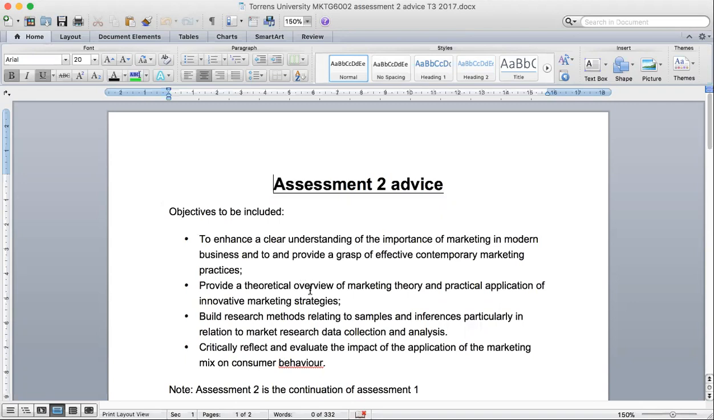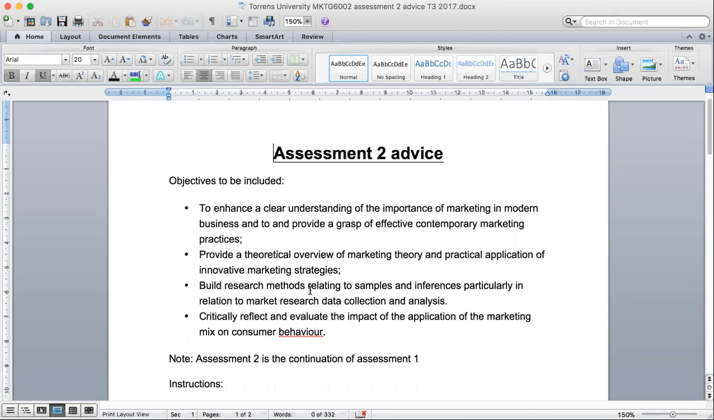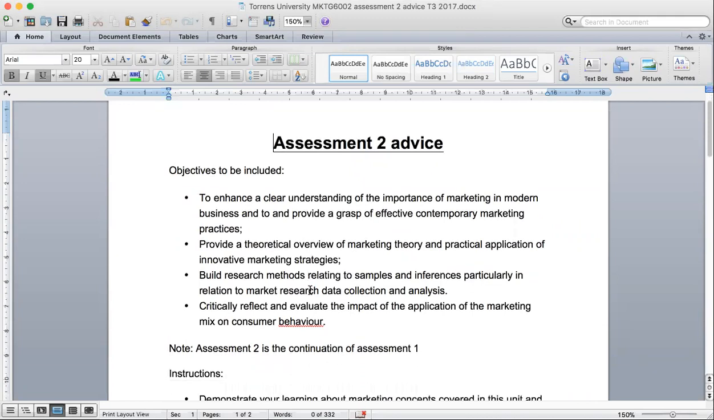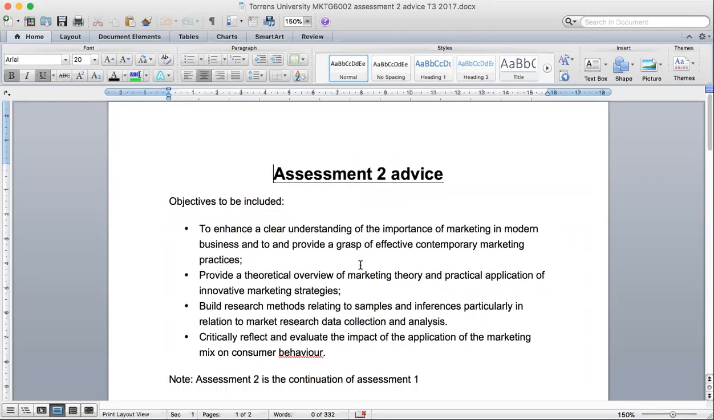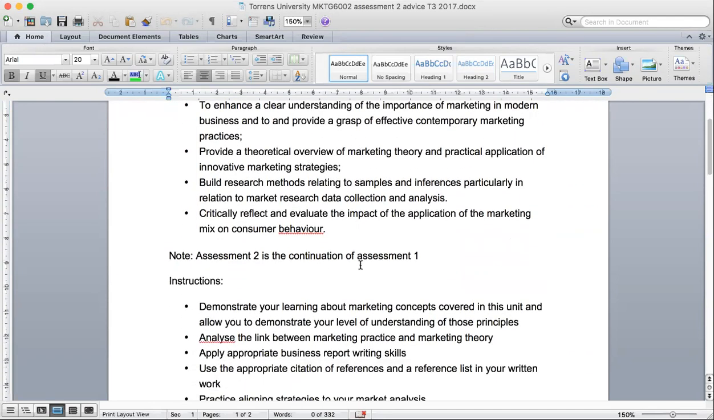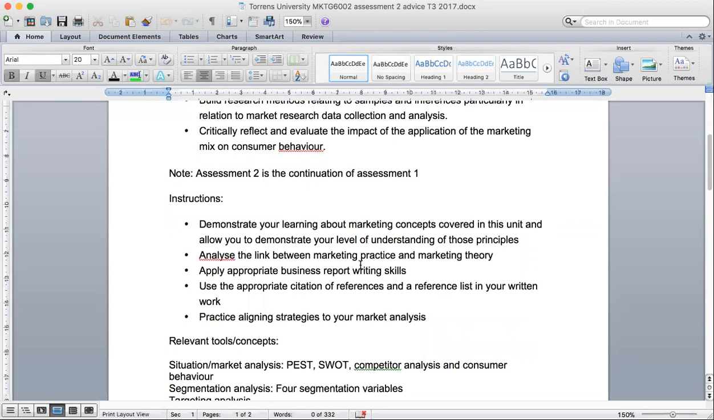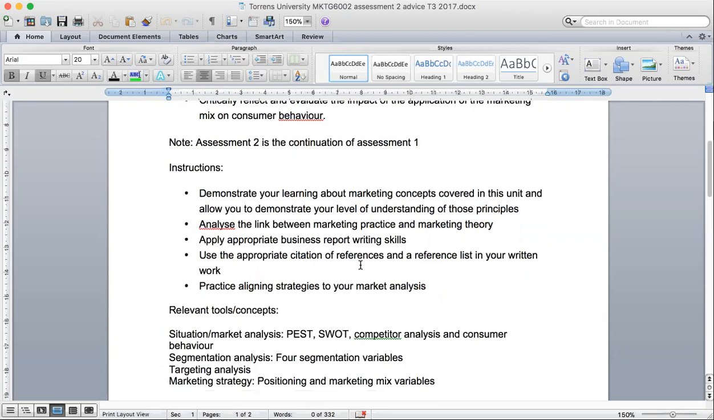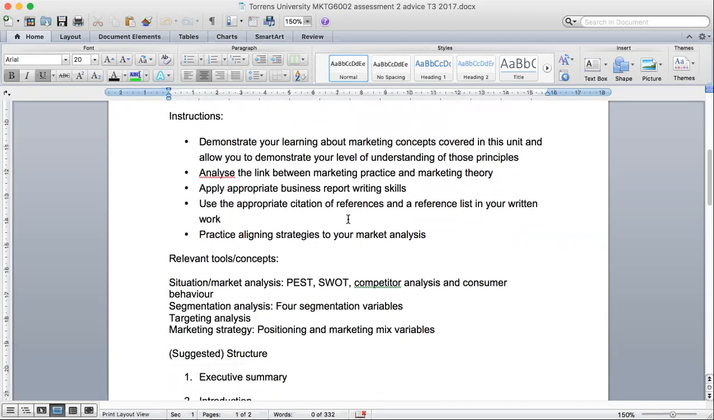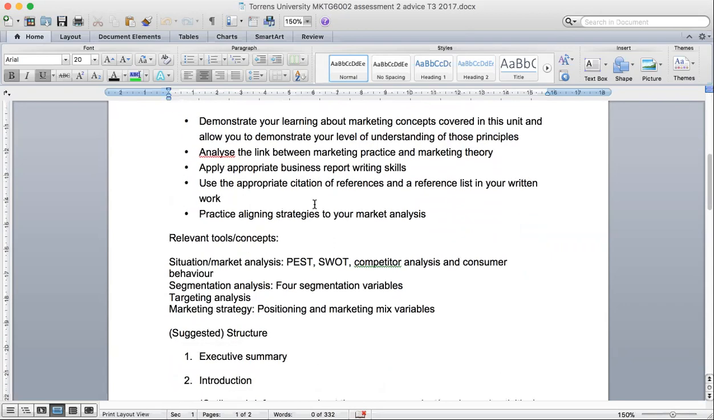Assessment 2 is also straightforward. These two assessments are pretty straightforward. The ultimate goal of these two assessments is writing a marketing plan, as mentioned to you before. So this is the one that we need to write, and those are the instructions. Analyze the link between marketing practice and marketing theory, so insert the theory. And the relevant tools that we need to use include these here: situation analysis, segmentation analysis, targeting, and marketing strategy.